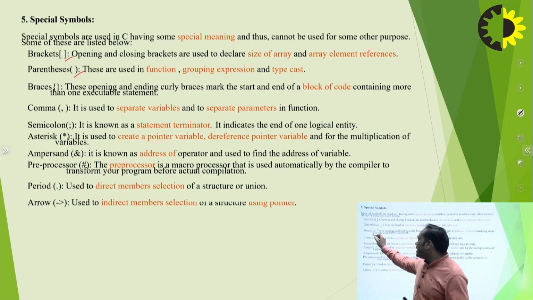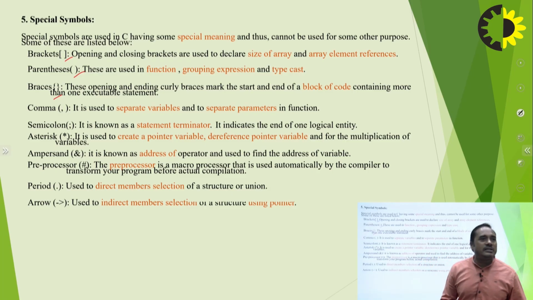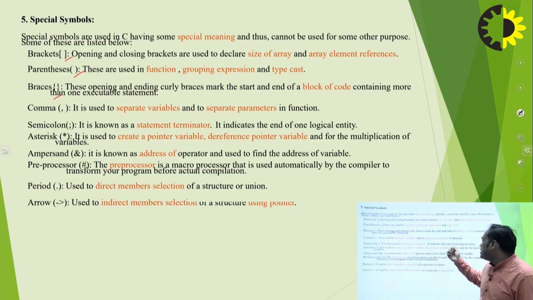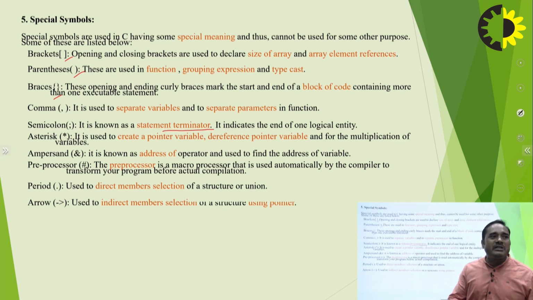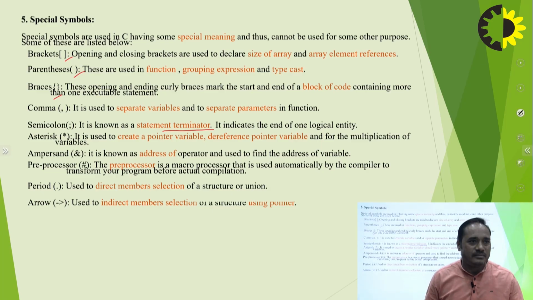Now move on to the curly braces. Curly braces are used for the opening and closing of the body of the main. If you are going to open the body and close the body, then you can use the curly braces. Comma is used for separation. It is used to separate variables and to separate parameters in a function. Semicolon is known as the statement terminator. If you are going to terminate a statement, then you will use the semicolon.